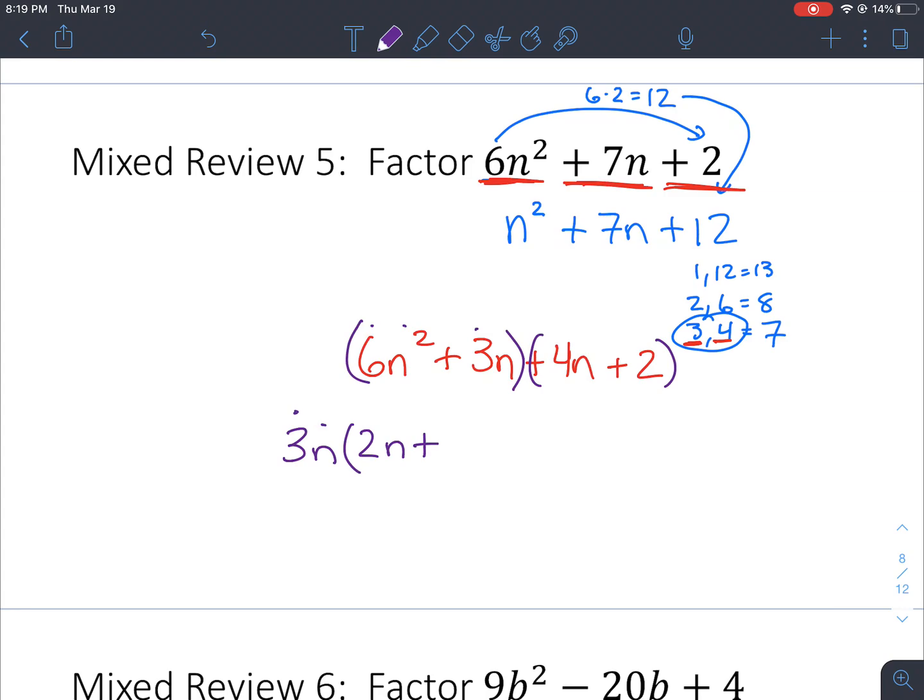plus 3 divided by 3 is 1. I don't need to write that in. N times n, or n divided by n, is 1 again. So I essentially do need a 1 in there to hold that place. So I have 3n times 2n plus 1.